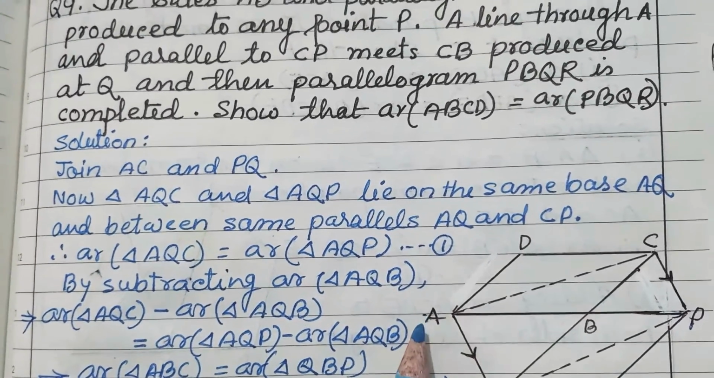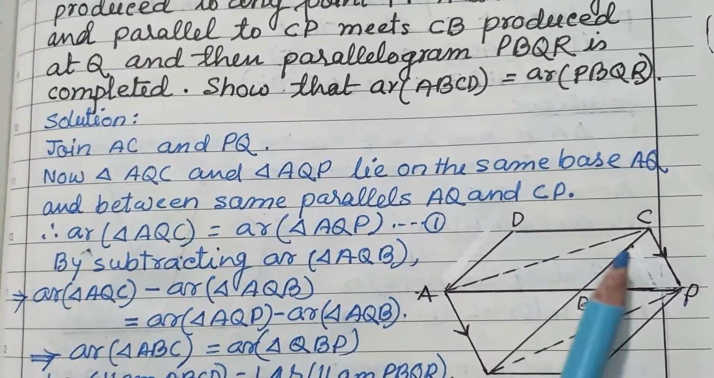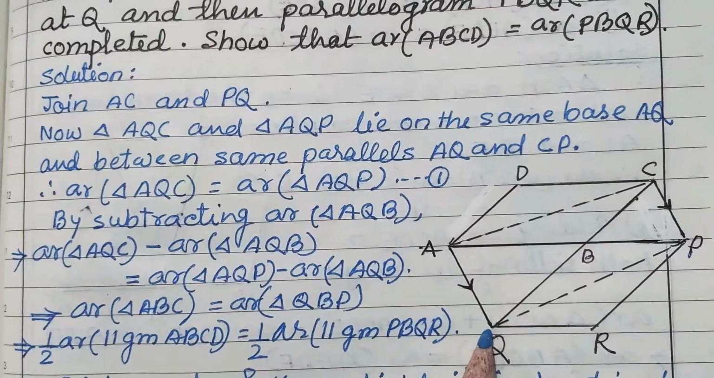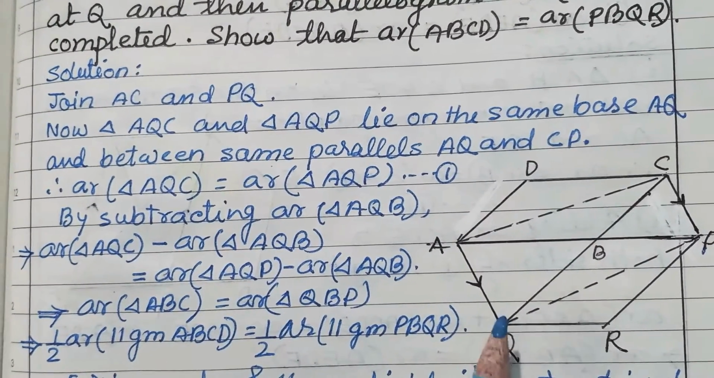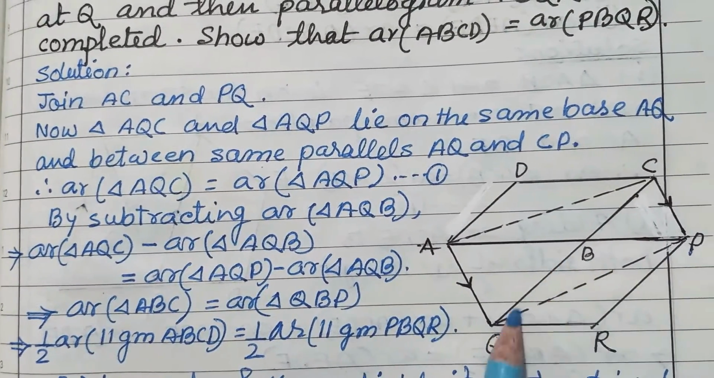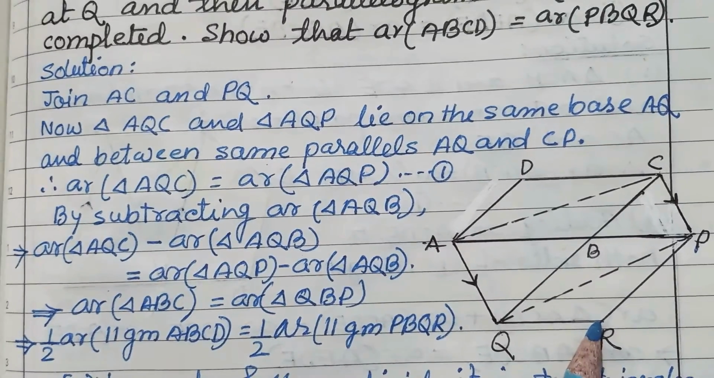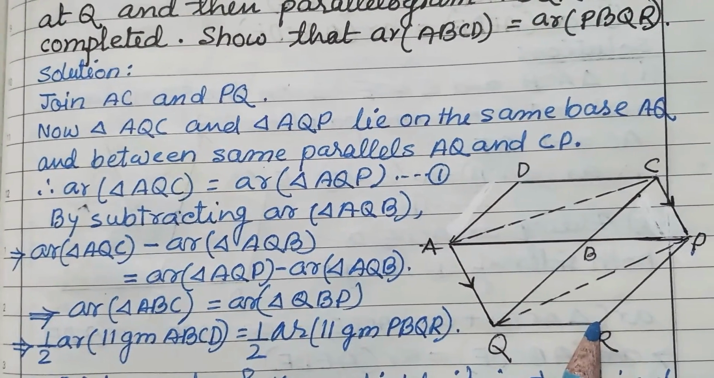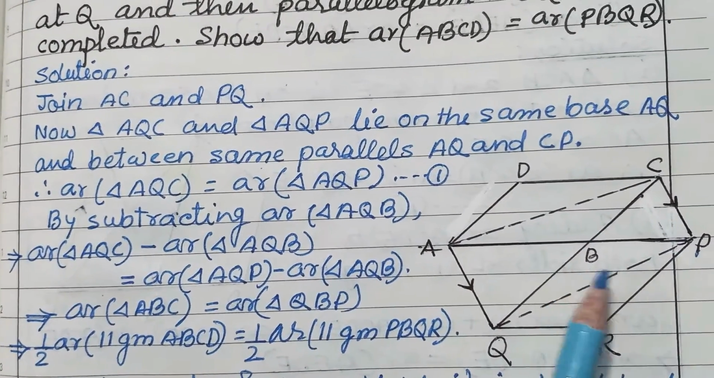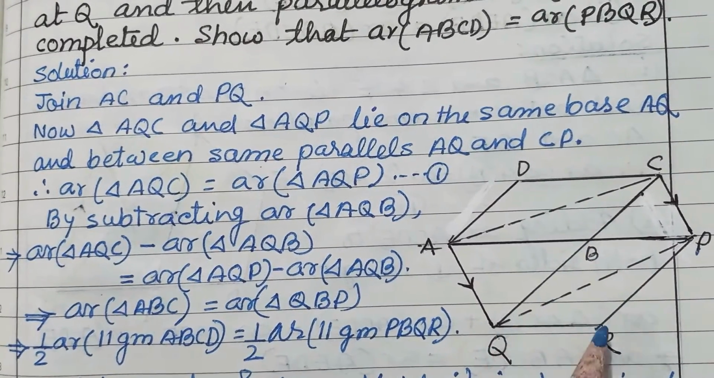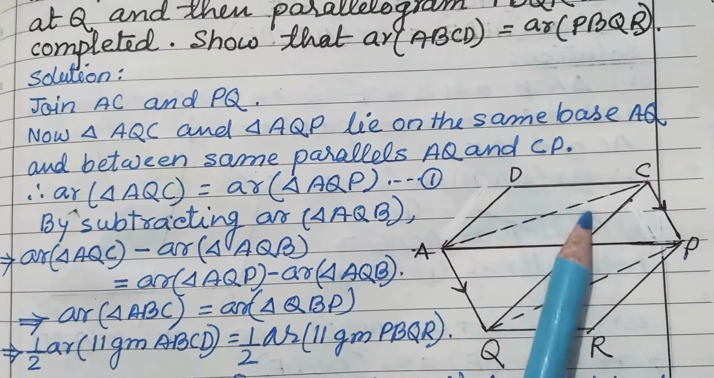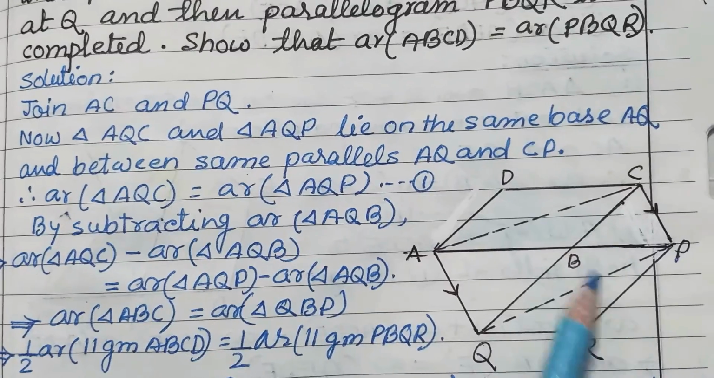It meets CB produced at Q. Then parallelogram PBQR is completed. Show that the area of ABCD is equal to the area of PBQR. These two parallelograms, their areas are equal. We have to prove it. Got it?